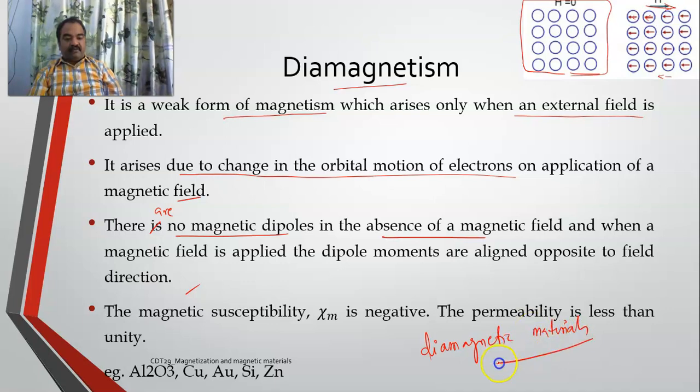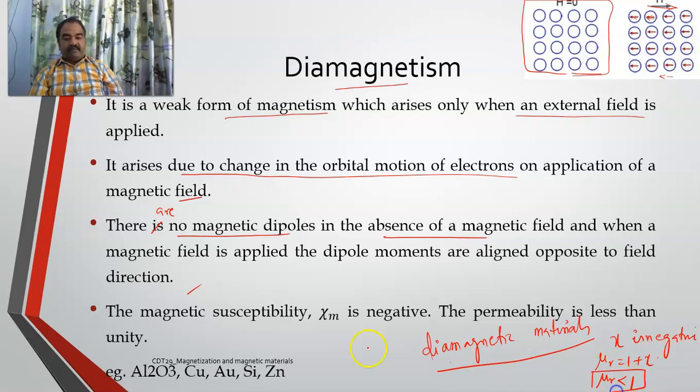For these materials, the dipole moment is opposite to that of the applied field, so we take psi as negative. Since psi is negative, and mu r is equal to 1 plus psi, mu r becomes less than 1. The best examples of these materials are copper, gold, silicon, zinc and aluminum oxide.